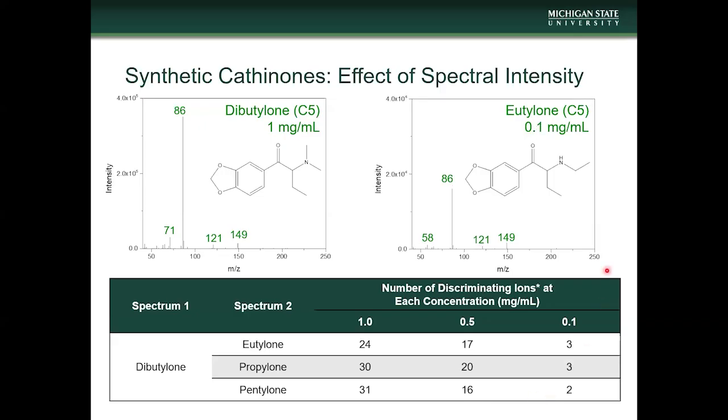And if we lower that concentration further, 0.1 mg per mol, one thing to point out here is this axis is now an order of magnitude less than it was before. It's now times 10 to the 4 rather than 10 to the 5. So this really is a low intensity spectrum. And we can still get discrimination of dibutylone from these other 3 cathinones, but there are fewer ions responsible for discrimination. So in terms of recommendation, we would say that if anyone was using this method, you would want to make sure that the 2 spectra that you're comparing are of similar intensity to have accurate comparisons.